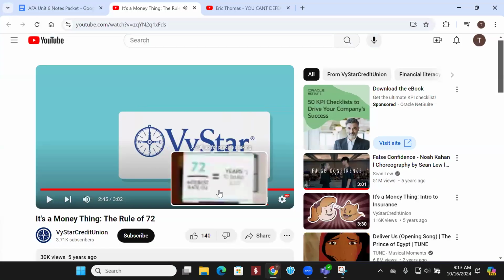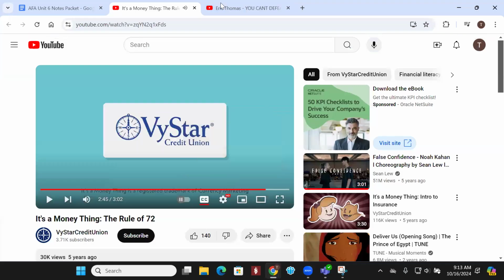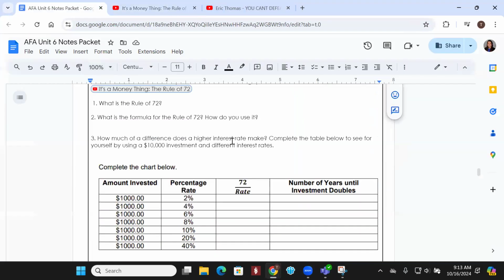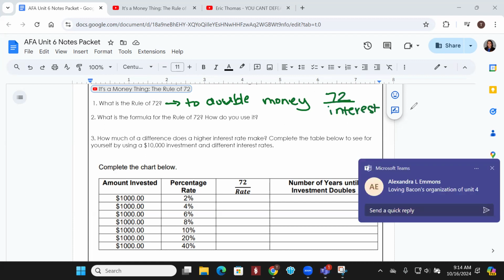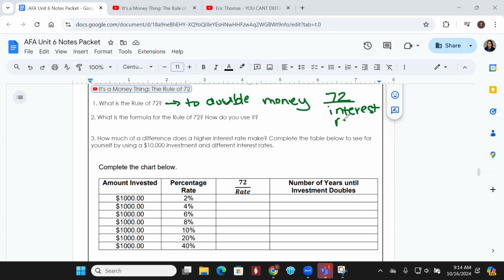Okay. So, rule of 72. It's just kind of a formula to help us determine how long it's going to take to double your money. So, to double money, you take 72 divided by the interest rate.